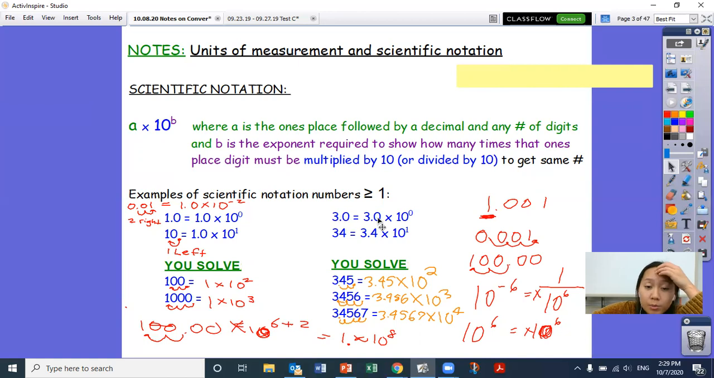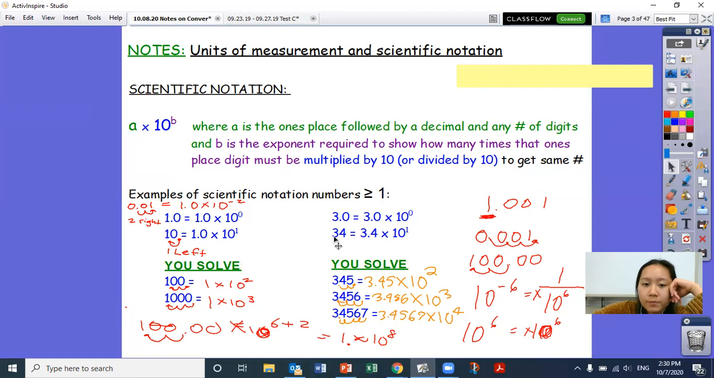3 would be 3 times 10 to the 0 because, again, it's already behind the first decimal, so we're not moving it, which means that we're moving it 0 places. And again, 10 to the power of 0 is equal to 1. So 1 times 3 is still 3.